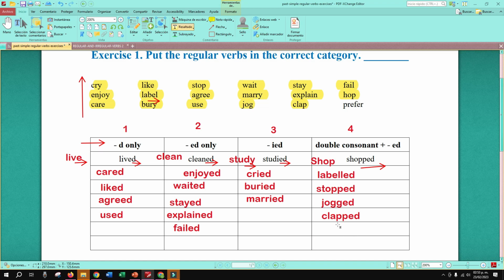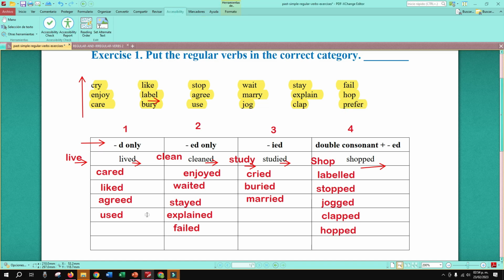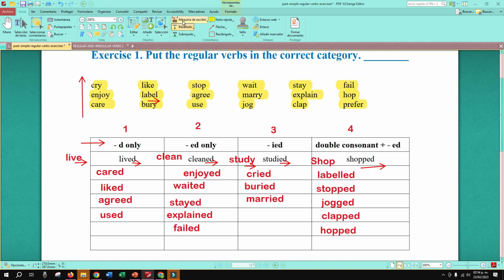Hop. What is hop? Four. That's number four, right? That's double P there, hopped, right? And the last one, prefer. What about prefer, guys? Which one? Four. Number four, are you sure? Prefer? Two. Two, yes. Preferred. Yeah, that's number two, right? Preferred. Yes. Two, right? Preferred. Yes, so there you have those.